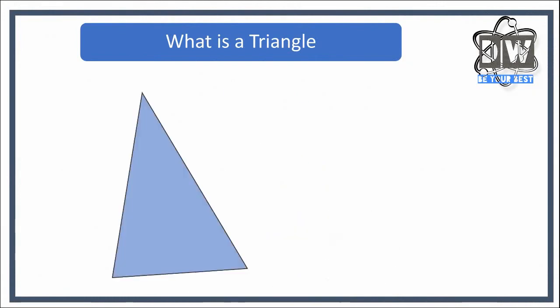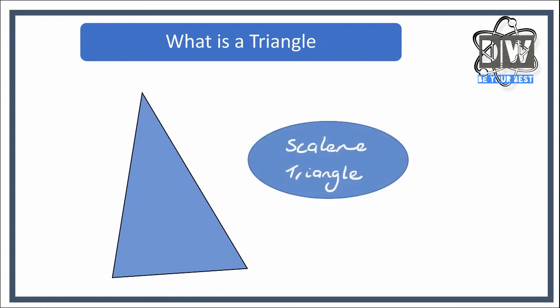What is this one? None of the sides are the same, so we call that one a scalene, and that means that all of the angles will be slightly different from each other. So we would expect to see three different angles there, so none of them would be the same.